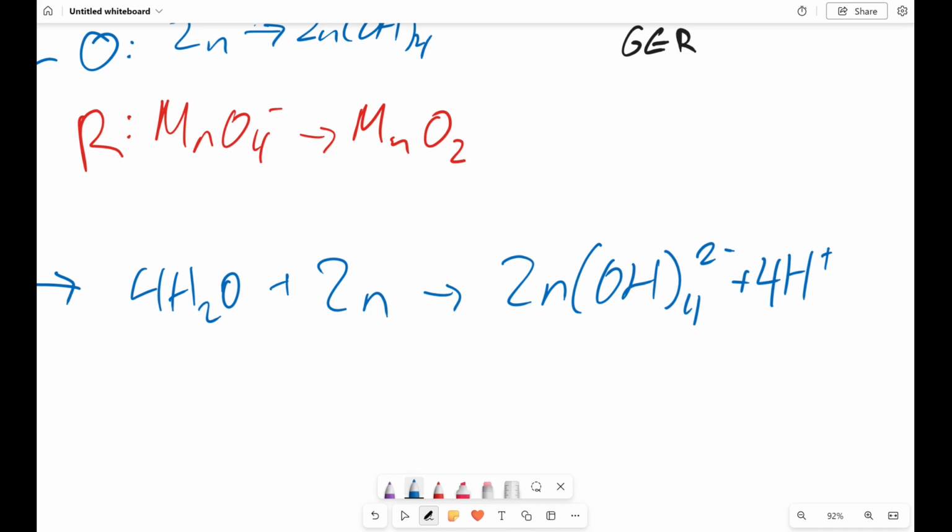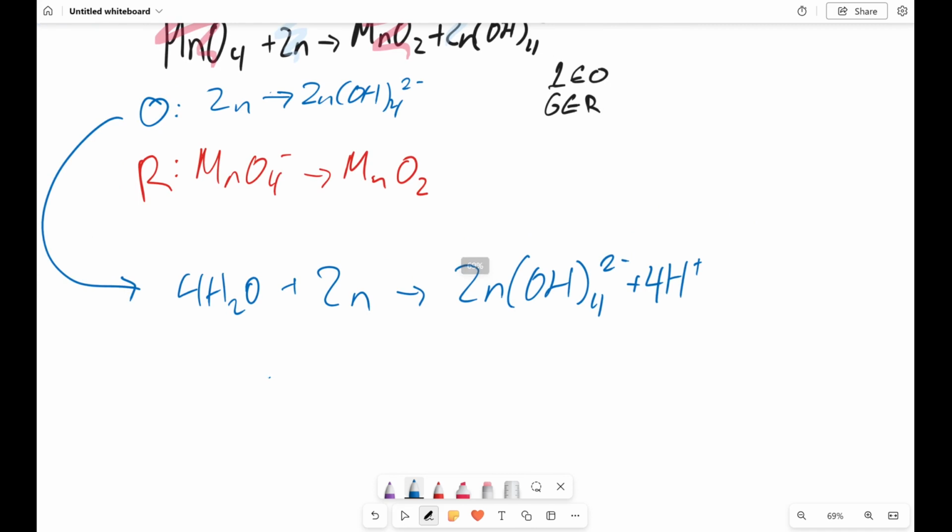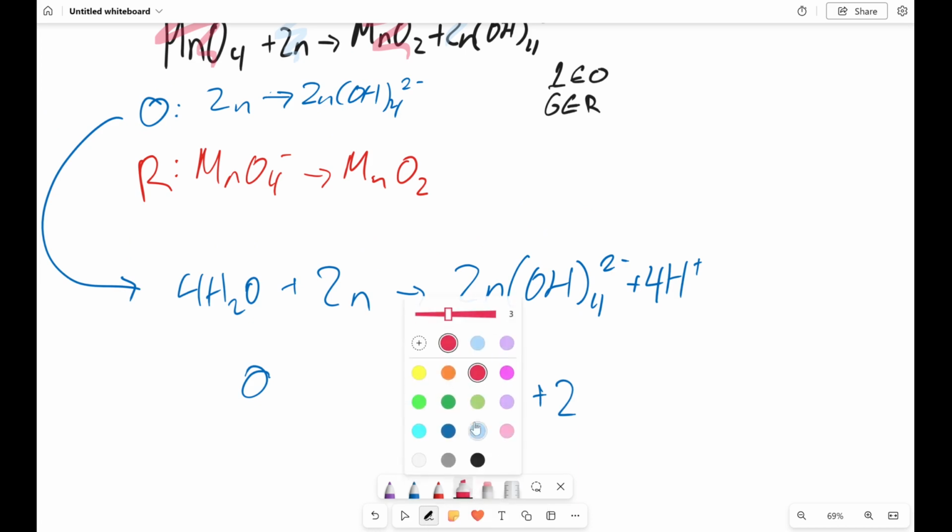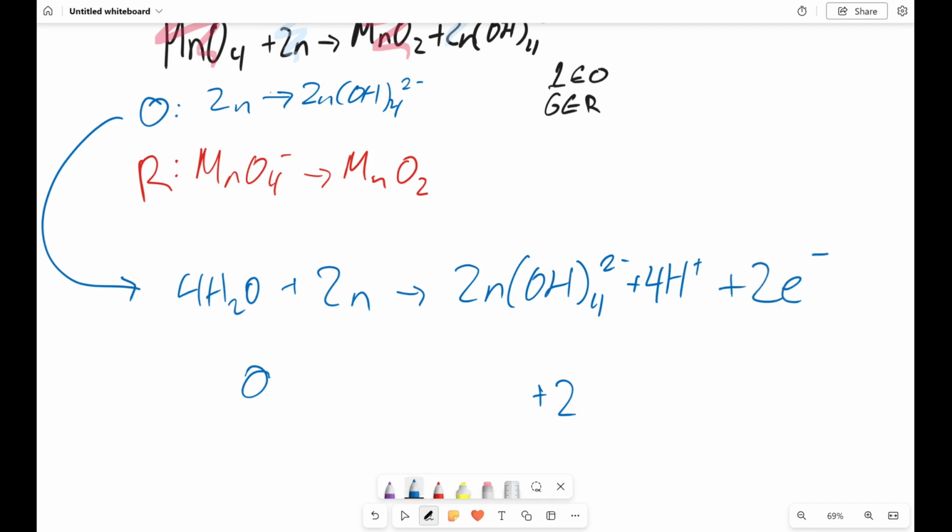Now what do we have to do? We have to balance out our electrons. We have 0 total charge here, and we have a total charge of plus 2 because we have a 2 minus from here and plus 4 from here. So we have to add 2 electrons, 2e minus. Perfect. That is our oxidation side fully done. Now let's try our reduction side. Hopefully you guys are going to give it a try. You're going to pause right now, work it through, and then I'll get back to you.